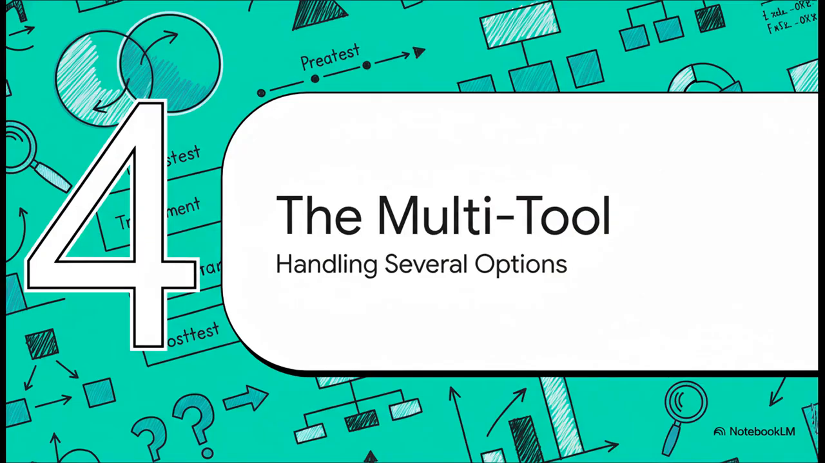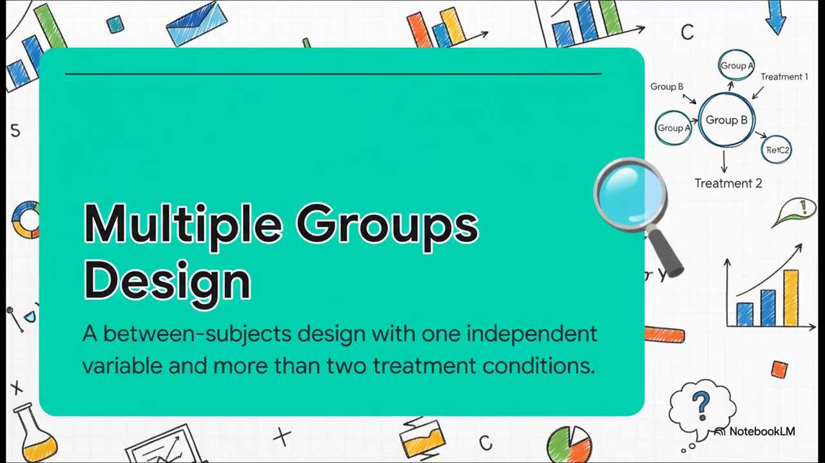But what if your question isn't a simple treatment versus no treatment kind of deal? What if you want to compare 3 or 4 or maybe even 5 different options against each other? For that, you need a multi-tool. The multiple groups design is really just a simple expansion of what we already know. Instead of one experimental group and one control group, you might have, say, 3 different experimental groups, each one getting a slightly different version of the treatment, and you compare them all to that one control group.